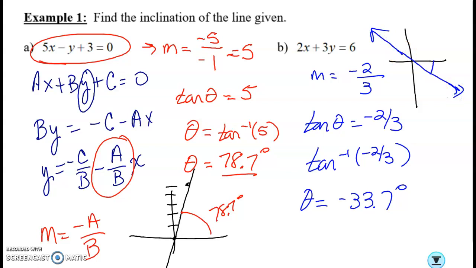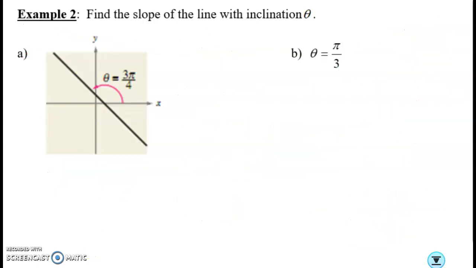Our line is decreasing. But we want the angle of inclination. Angle of inclination goes from the x-axis in the counterclockwise direction. So to figure that out, you're going to want to add 180 degrees to this, and our angle of inclination would be 146.3. So if you get a negative angle of inclination, you just add 180 degrees.